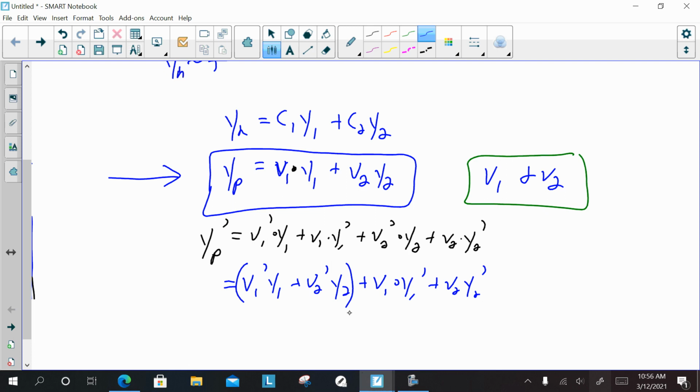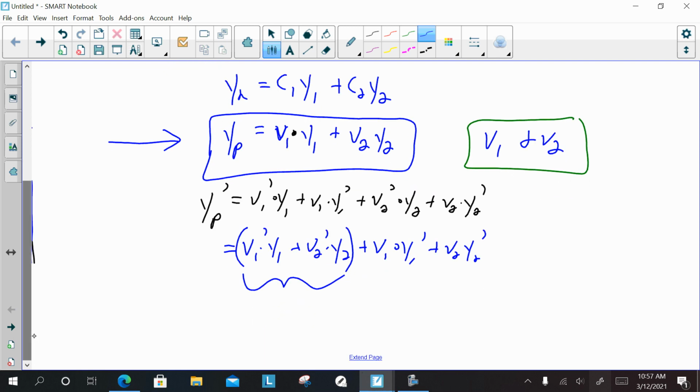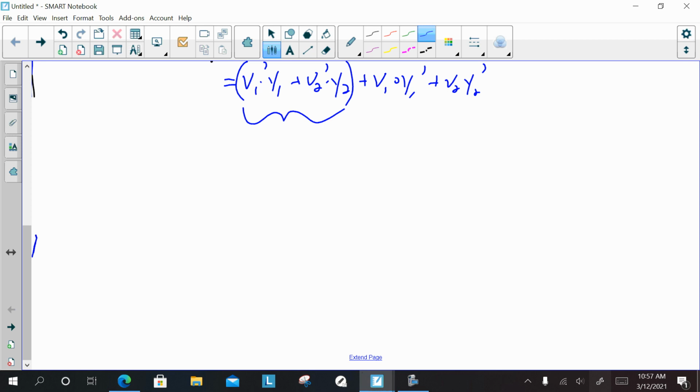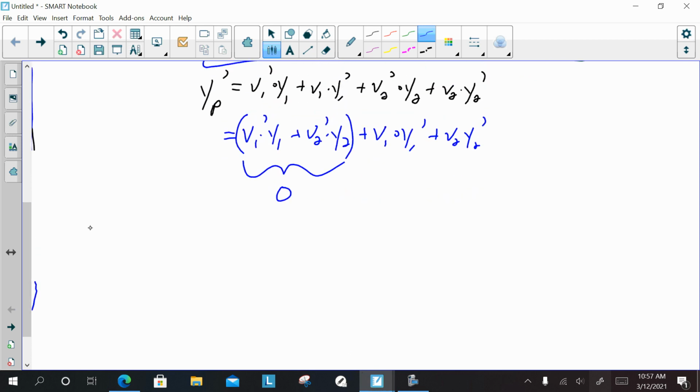And notice if we were to take a second derivative, then for this particular part, if we take the derivative of this, we would have products here. And when we take the derivative of this first piece, the derivative of this first derivative would give us a second derivative of V1. Likewise, we would have a second derivative of V2 over here. So to avoid that, we can force that part to equal 0. We can make it a requirement that V1 prime Y1 plus V2 prime Y2 is 0.